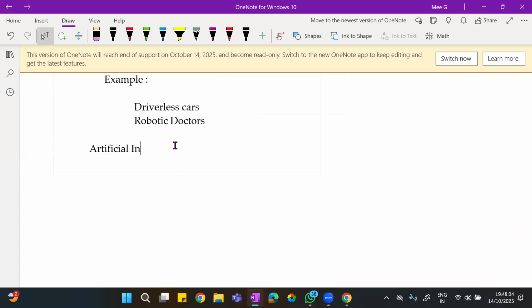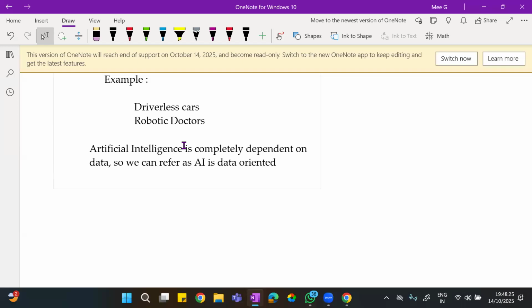So artificial intelligence is completely dependent on data. So we can refer to it as AI is data oriented. Okay, that is what it is. Artificial intelligence is completely data oriented.